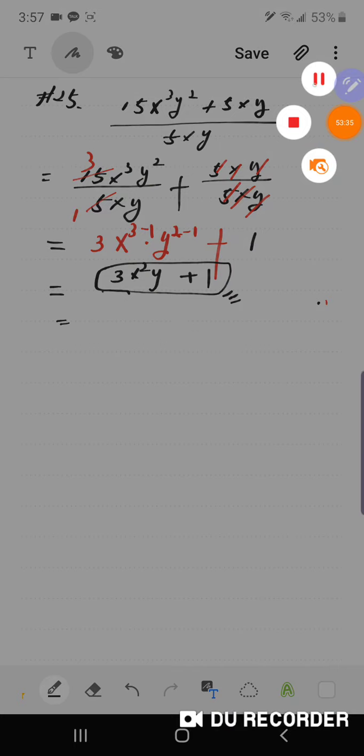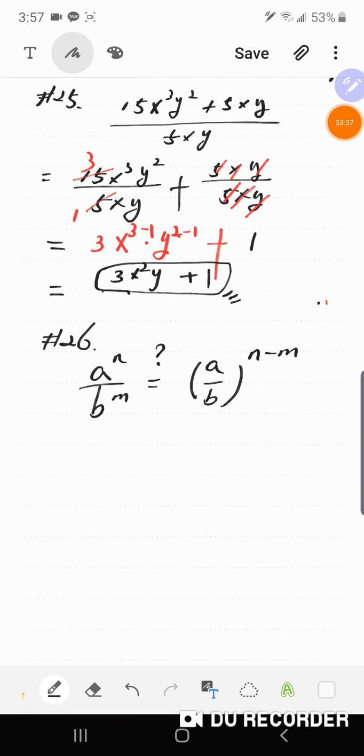Okay, for the last one, is the equation true? The answer is no, because the bases are different, a and b. These two exponential forms have different bases, so you cannot combine a over b. So this is not right.